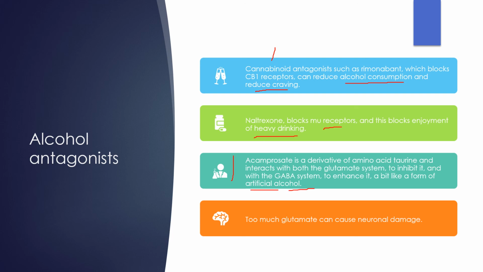So we have learned this is what alcohol does in the brain, and therefore acamprosate is doing a similar thing. Therefore we are calling it artificial alcohol. Too much glutamate can cause neuronal damage because if it keeps on firing, they are stimulatory and it goes like in a chain reaction, firing, and that can damage the neuron.